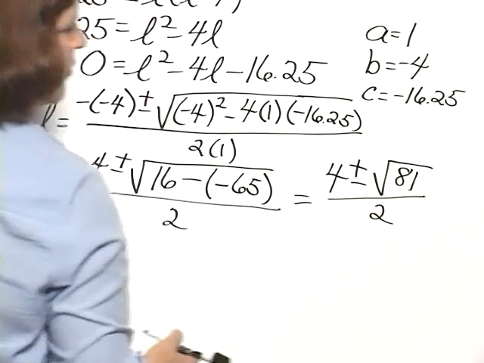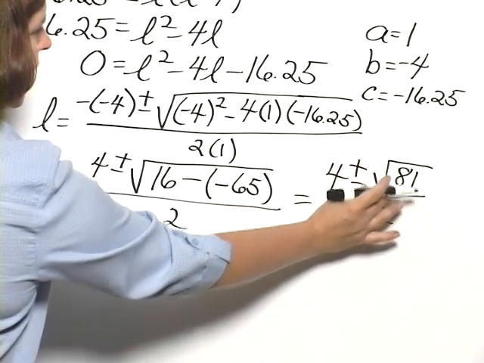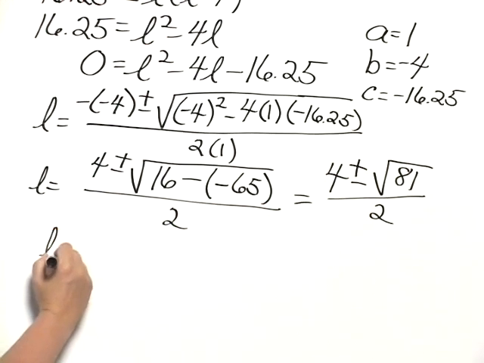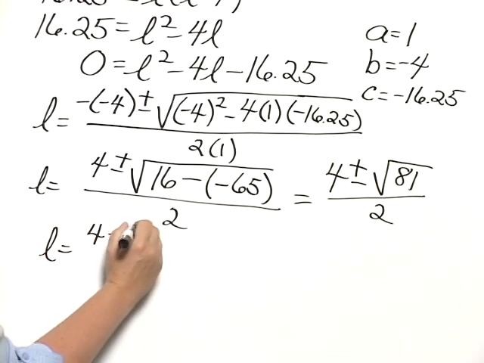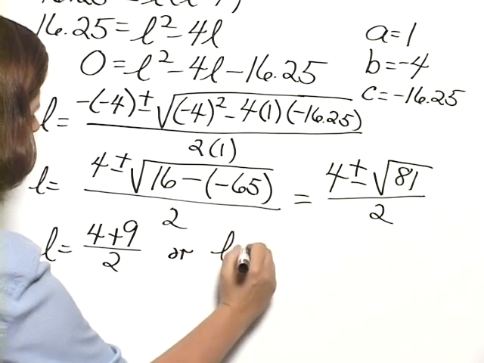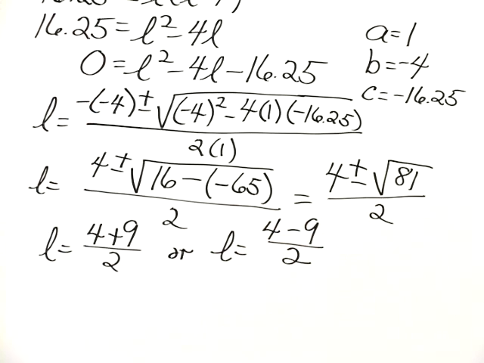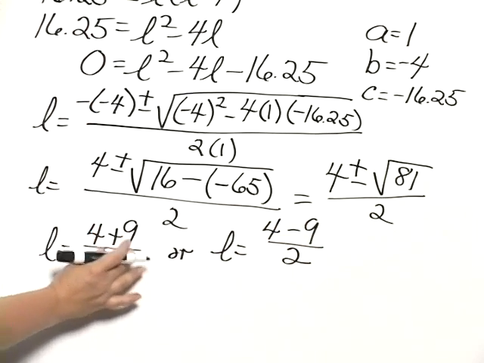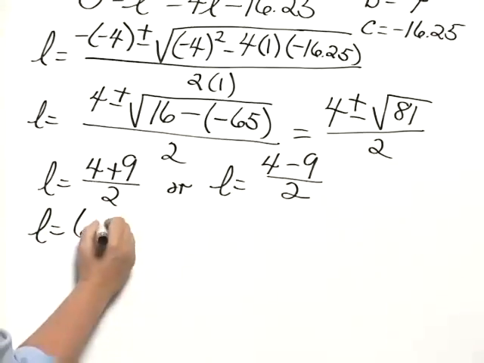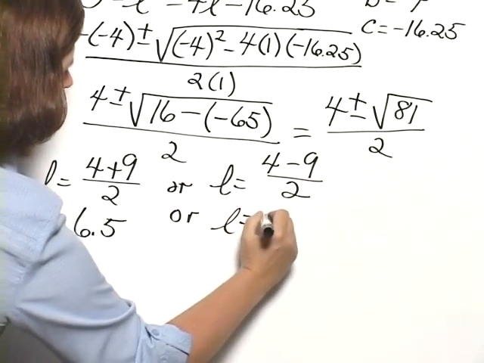Now we know the square root of 81 is 9. So really what we have are two solutions, 4 plus 9 over 2 and 4 minus 9 over 2. So we have L equals 4 plus 9 over 2, or L equals 4 minus 9 over 2. And simplifying further, this would be 13 over 2, which is 6.5, or negative 5 over 2, which is negative 2.5.